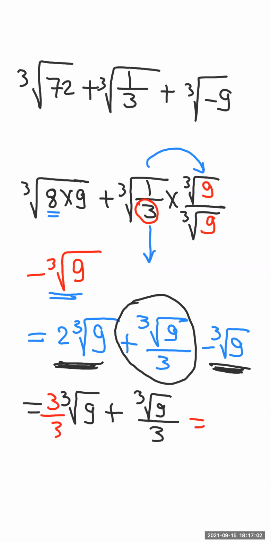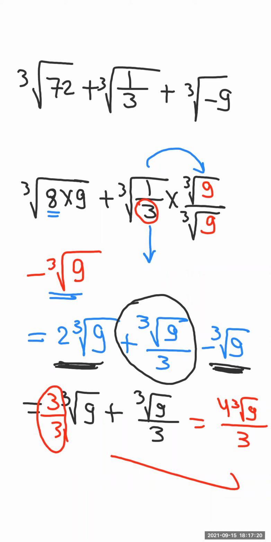So simply it will equal 4 cubic root of 9 over 3. That's it. Okay, guys, now it becomes clear. Yes, Mr.? From where did you get 3 over 3? 3 over 3 here. Of course, before this cubic root of 9, there is 1, right?